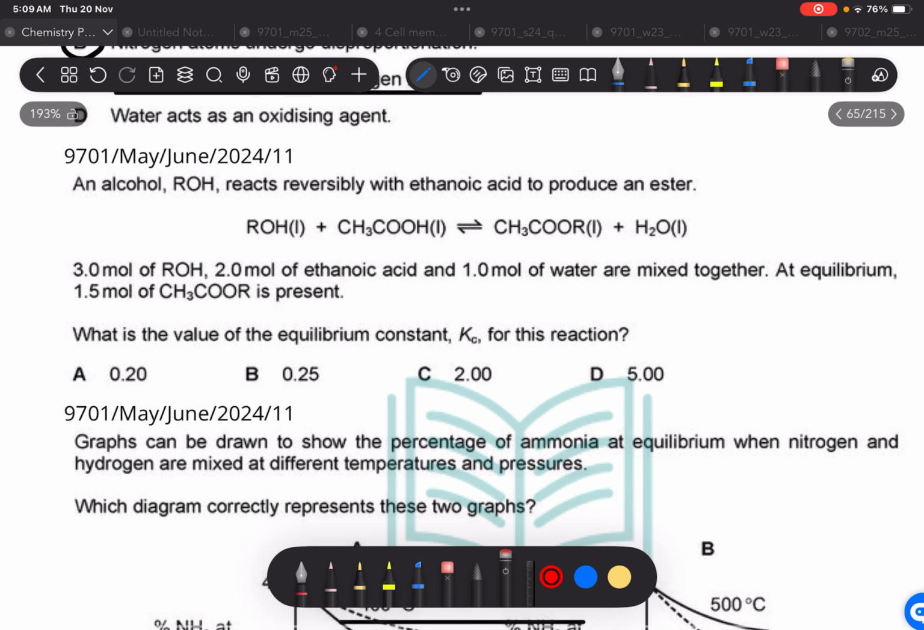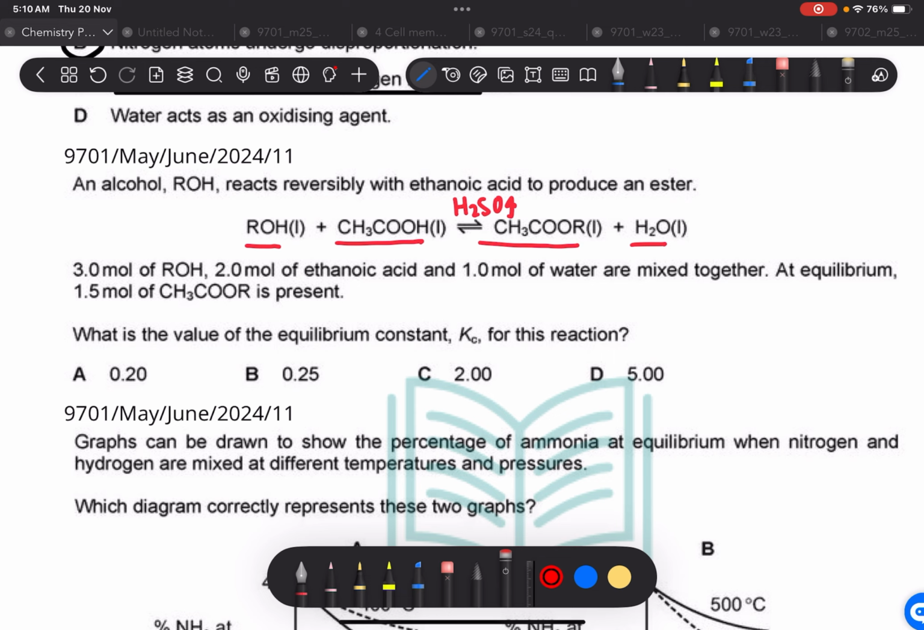Moving on to the next question, it's about Kc and Kp, with an alcohol ROH. It's from a latest past paper, May June 2024, paper 11. An alcohol ROH reacts reversibly with ethanoic acid to produce an ester. Okay, so you have an alcohol. This is an alcohol. It's reacting with an acid. This is the ester that we're going to have, and this is water that's produced. And what kind of substance catalyzes this reaction? You should know it. Sulfuric acid catalyzes esterification.